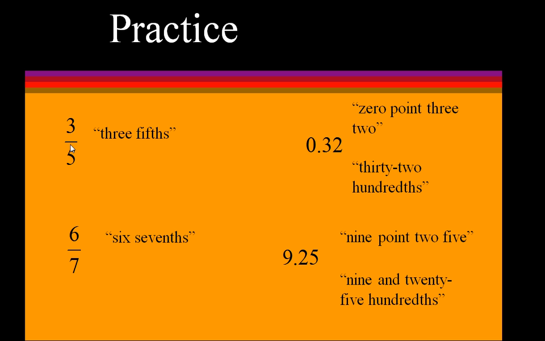Okay, just a little bit more practice here, and we're going to be pretty quick. This is practice with the words and with pronunciation. Now pay attention, because you will need to know these. 3/5 is known as 3/5. 6/7 is 6/7. Here we have 0.32, and we can say that 0.32 or 32 hundredths. Now last we have 9.25. And that's written like 9.25 or 9 and 25 hundredths.